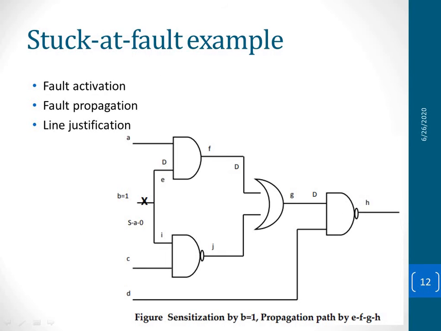So this stuck-at fault example you can see. First we activate the fault and try to propagate this fault, and then we justify whether that line is faulty or faultless. That propagation is called sensitization or a propagation path.